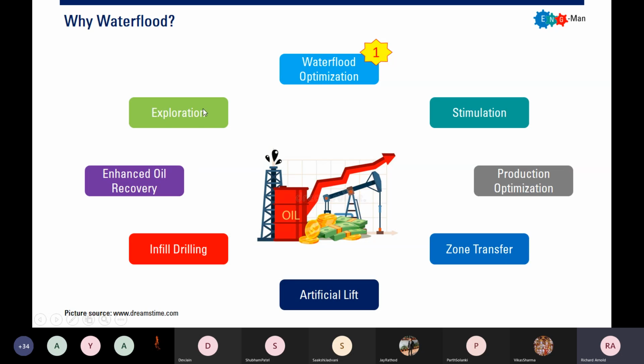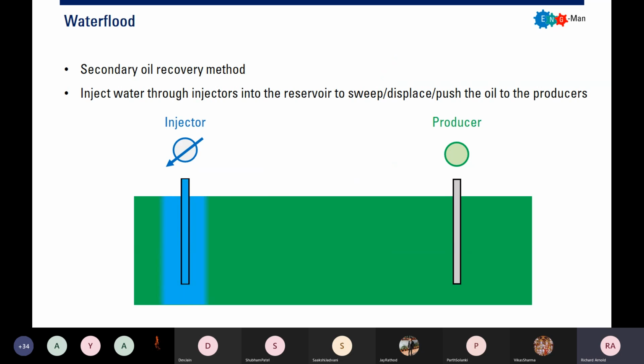All right. Of course, exploration can be very expensive, and enhanced oil recovery also can be very expensive and challenging as well. A lot of uncertainties there. Okay, but water flood, it's quite mature, it's very effective, and that's why it's very important for us to understand it better. So what actually water flood is?